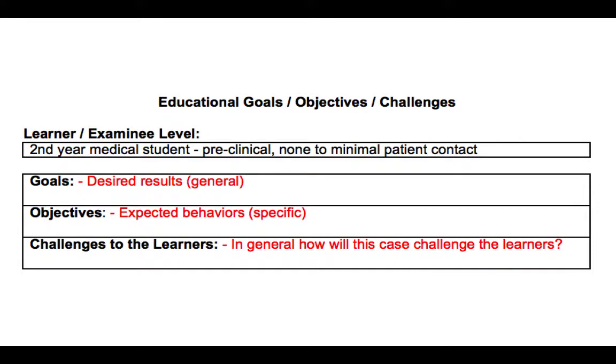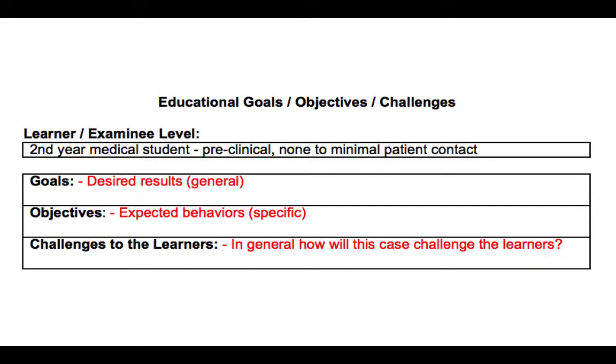The other issue, too, is remember you want to write a case for a second-year medical student. A little typo here. I really mean second-year medical, nursing, pharmacy student. Preclinical, again, none to minimal patient contact. Imagine that you're using this for teaching.